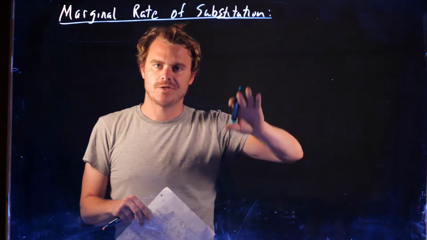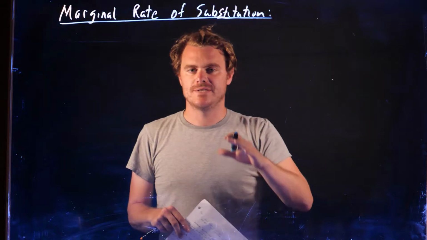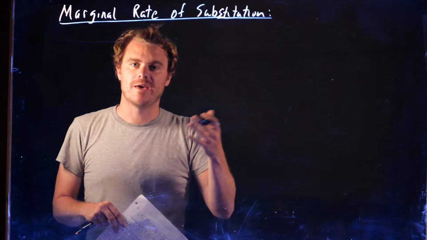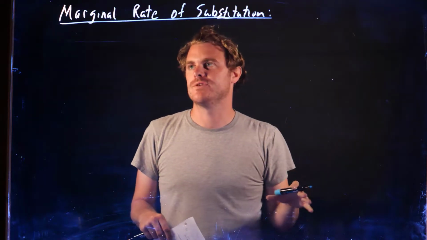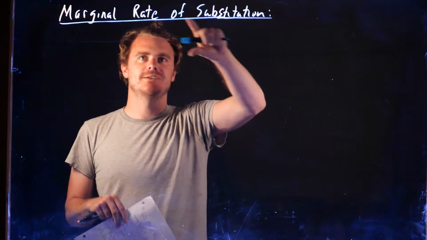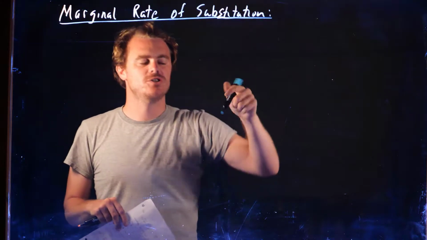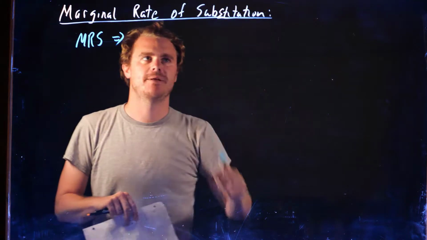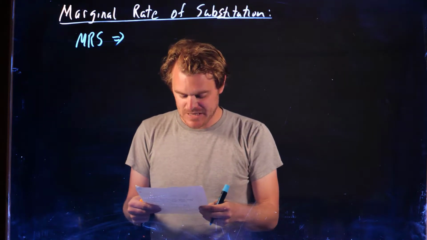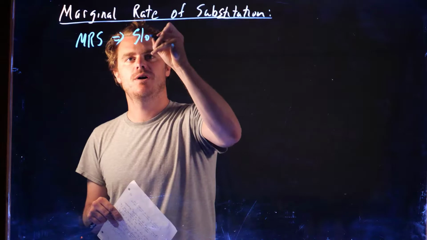All right, so that's kind of our discussion about these well-behaved indifference curves, or well-behaved preferences, and then what that implies for the shape of the indifference curves. Now we're going to talk about the marginal rate of substitution. We often call this just MRS. It's a bit of a mouthful. And this is essentially the slope of the indifference curve.